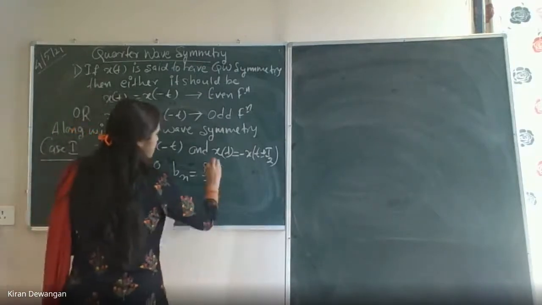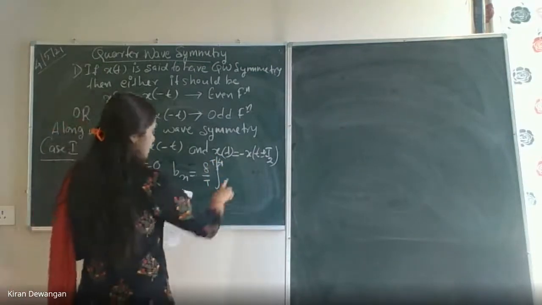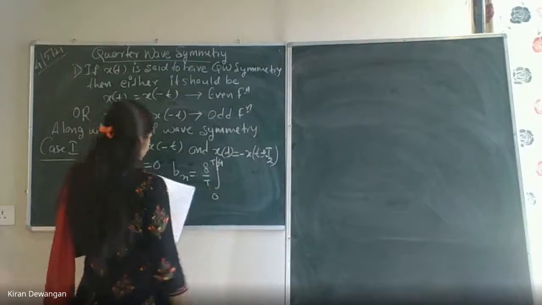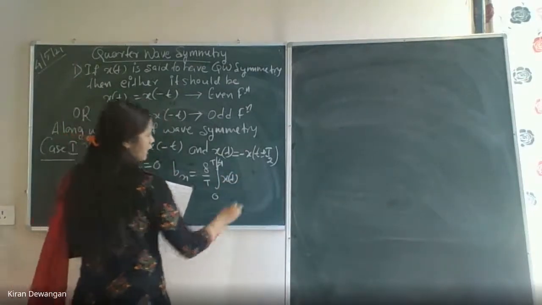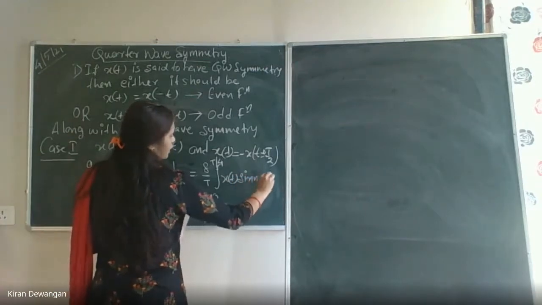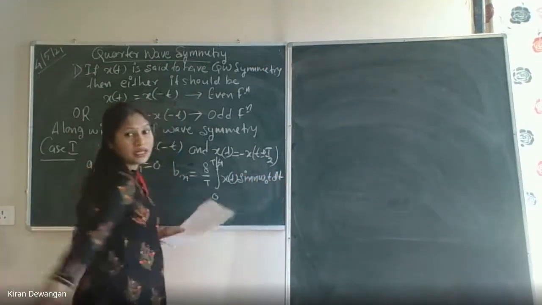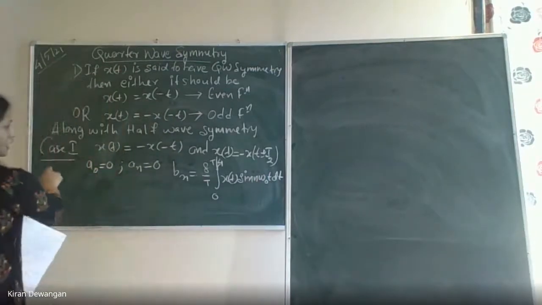This becomes 0 to T by 4, because it is just for a quarter, so it will be 0 to T by 4 x of t, bn calculate कर रहे हैं, sin n omega naught t dt. ठीक है? So this is the formula for bn in case 1.